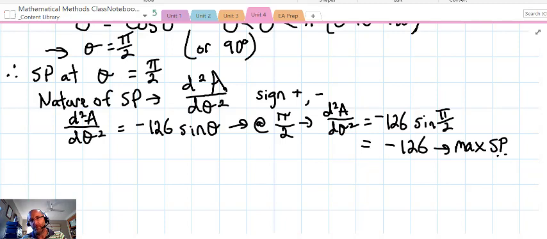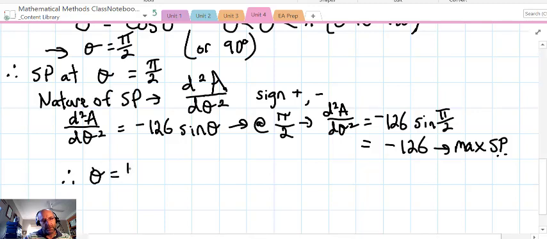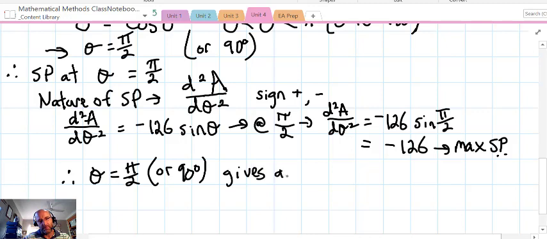Yay, because that's what we were hoping to find. Communicating the first answer out of the two then: theta equals pi on 2 radians, or 90 degrees if you prefer, gives a maximum area. So the maximum area occurs when theta is 90 degrees or pi on 2. So a right angled triangle provides the maximum area for us here.